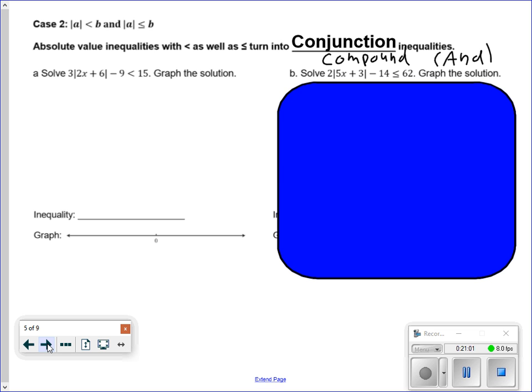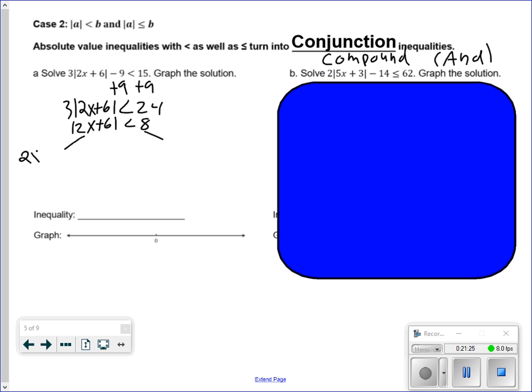So on to part A, we're going to isolate the absolute value first. We always have to do that first. So we can add 9 to both sides. 3 times the absolute value of 2x plus 6 will be less than 24. Divide by 3. Absolute value of 2x plus 6 is less than 8. Two different cases. The positive: 2x plus 6 is less than 8. I'm doing the math a little quickly. Minus 6 over. X is less than 1.